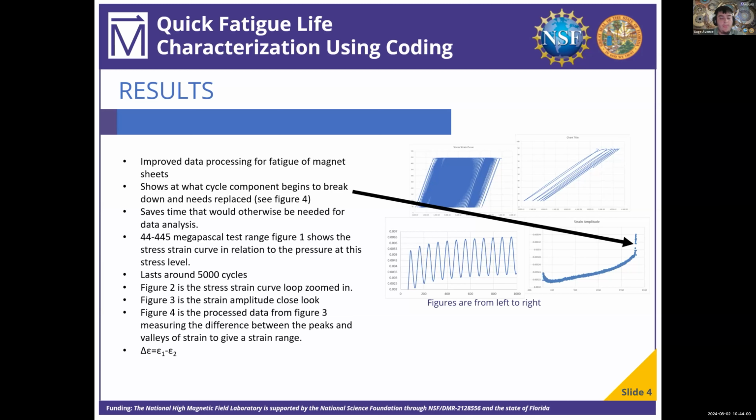To find that strain range, that's why we needed to find the peaks and valleys of the strain, because the strain range is just delta strain. Delta strain equals strain 1 minus strain 2, right? Your peak minus your valley.